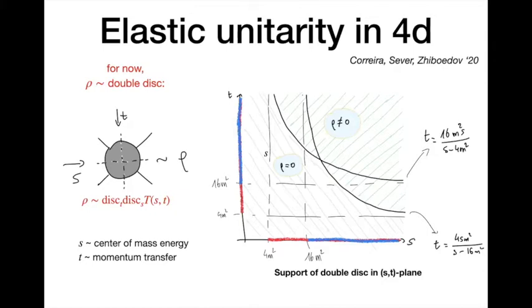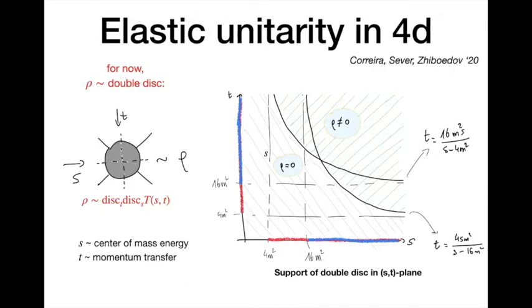It could be 9 if you have a cubic interaction. Thanks. So on this plot, rho, this quantity rho, is the double discontinuity of the amplitude. It's the discontinuity in S and in T, where S and T are the usual Mandelstam invariants. S is the center of mass energy, T is the momentum transfer. You could think of these things as cuts of this 4-point function.